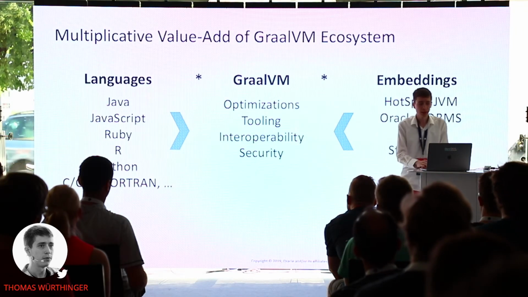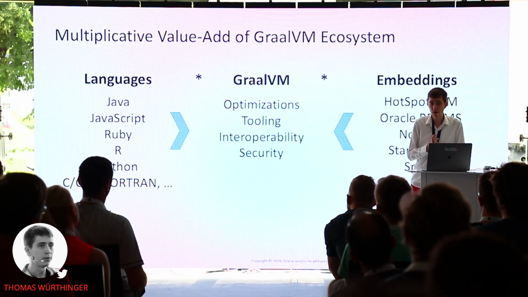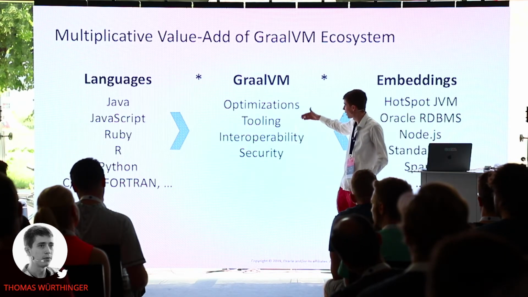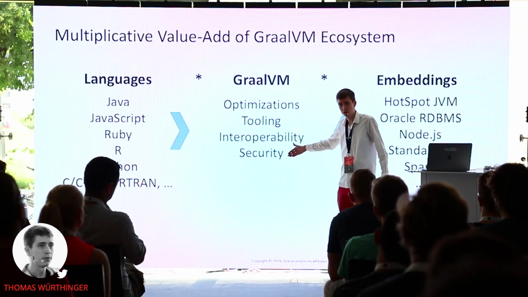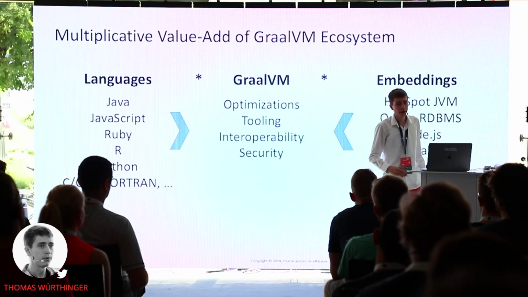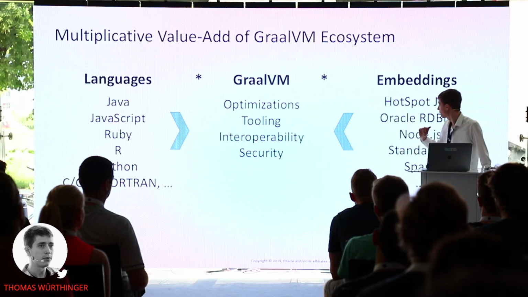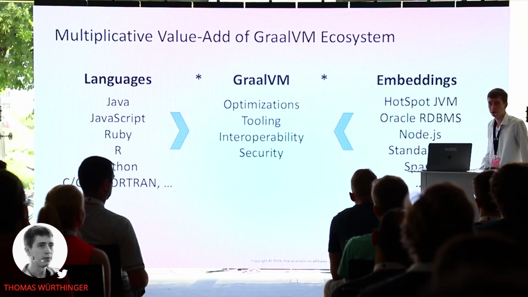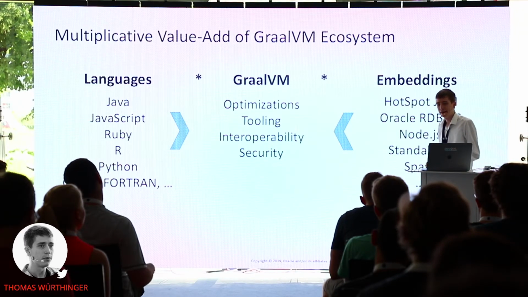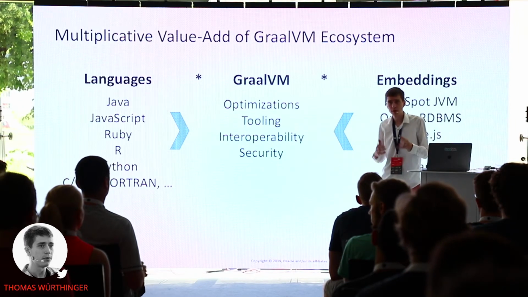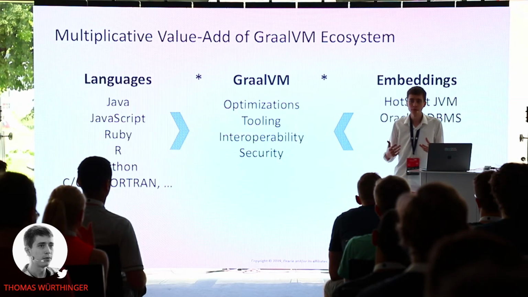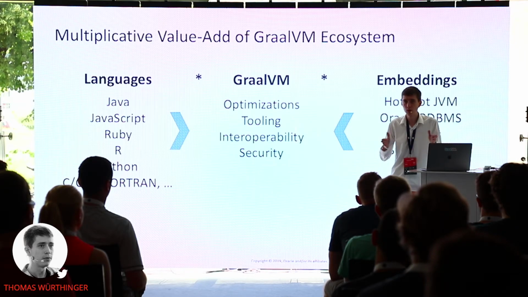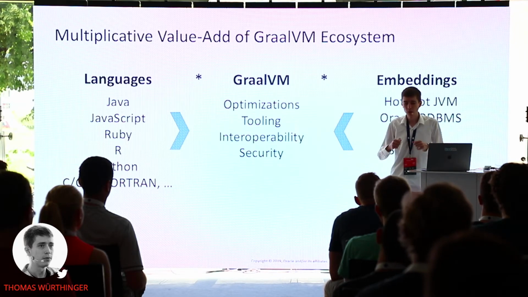GraalVM is a multiplicative value-add ecosystem. So it runs a lot of different languages. It uses the same optimizations, tooling, interoperability, and security features for these languages. And then it can run those in multiple embeddings. That includes HotSpot JVM, Oracle RDBMS, Node.js, and others, including standalone. And we really see this as an ecosystem, and we want to invite people to join that ecosystem. Because if you implement your own language on top of GraalVM, if you implement your own tooling with GraalVM, then it will work across these languages.